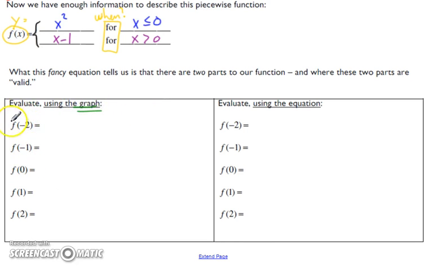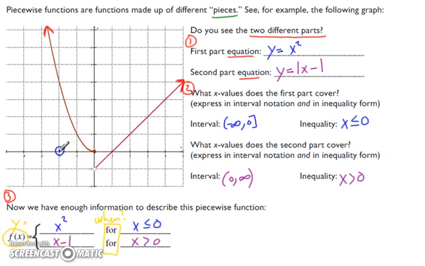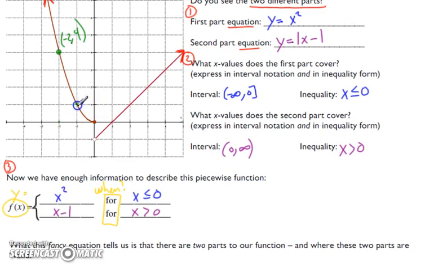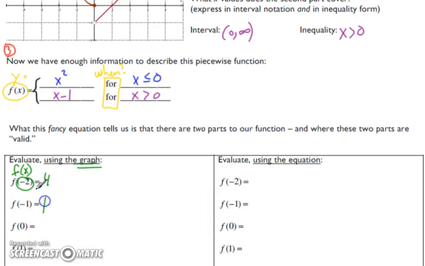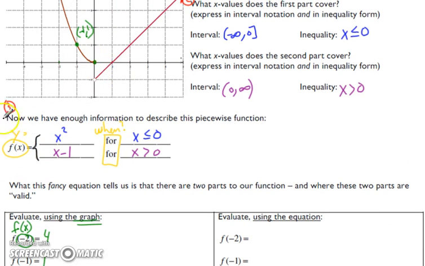So I'm going to find f of negative 2. Remember, that means I'm plugging in negative 2 and I want to know what is y. So if I go to my graph and I plug in negative 2, that's right here on my graph, and my y value is 4. So when I plug in negative 2, I get 4. We'll keep doing that for the rest of these. When I plug in negative 1, I get 1. Point right here on my graph. When we plug in 0, we get 0.